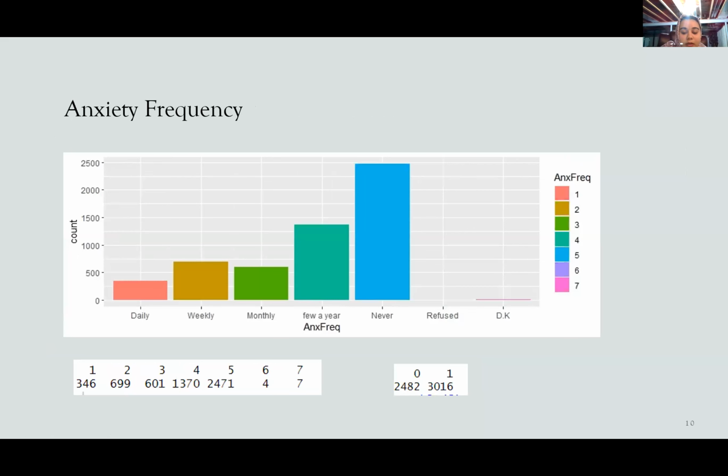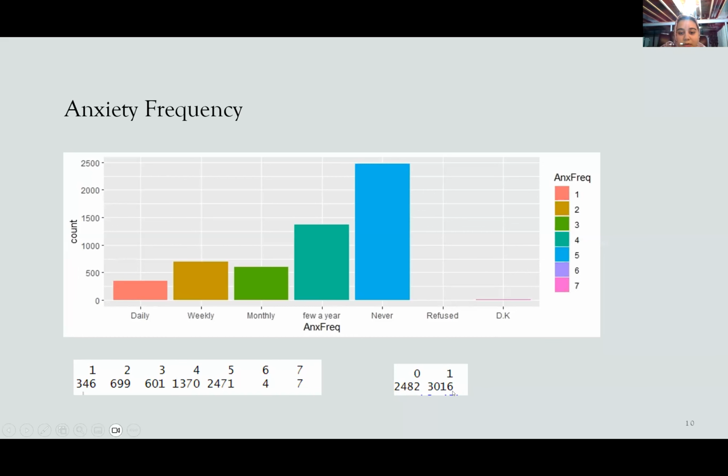Here was the bar graph for anxiety frequency, and never was the highest. But what was surprising is that weekly symptoms were still higher than monthly. Here is the proportion of those that selected that they had any type of symptom throughout the year versus not. So 0 was never, or refused or didn't know, and 1 was coded as daily, weekly, monthly, or a few times a year.